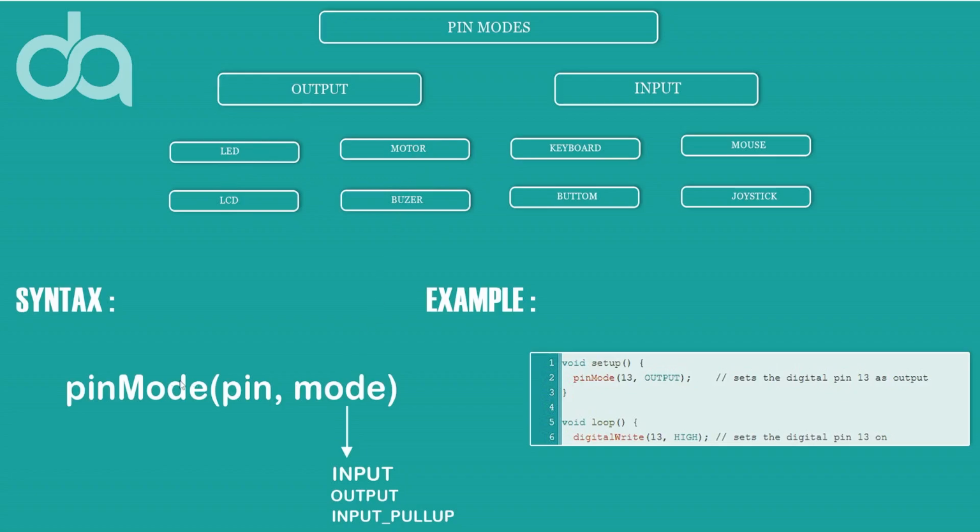Here, as you can see, this pinMode syntax. Okay, if you want to use a pinMode function, you have to write in this syntax. pinMode, M is capital, pin and mode. Mode is like INPUT, OUTPUT, INPUT_PULLUP. And here is an example of pinMode. pinMode 13, pin 13, and OUTPUT. Set the digital pin 13 as output.